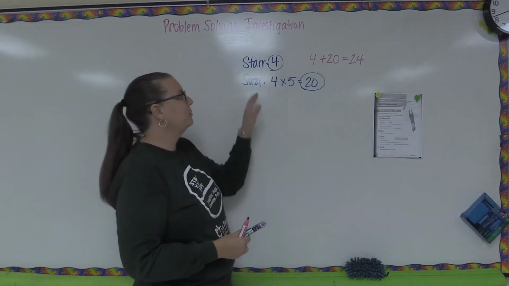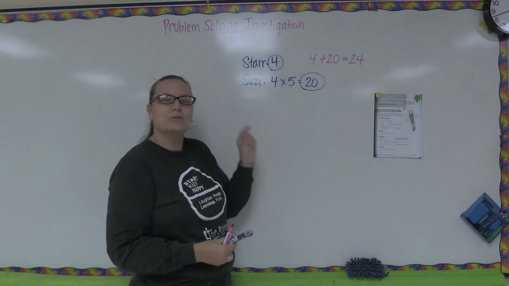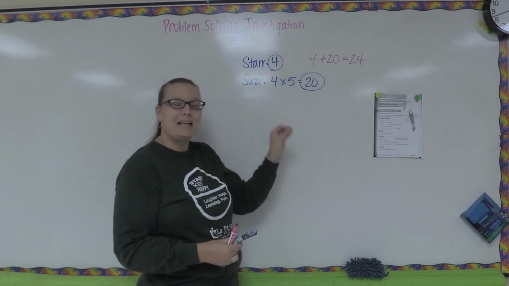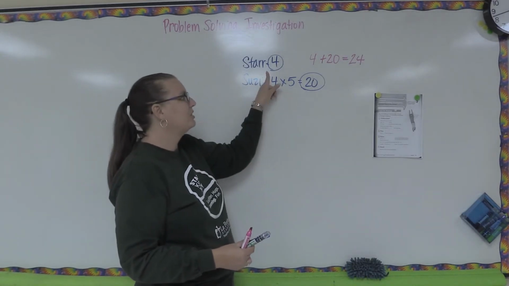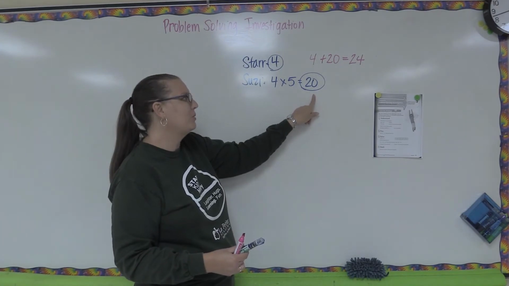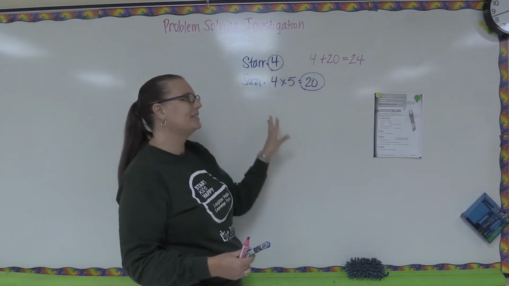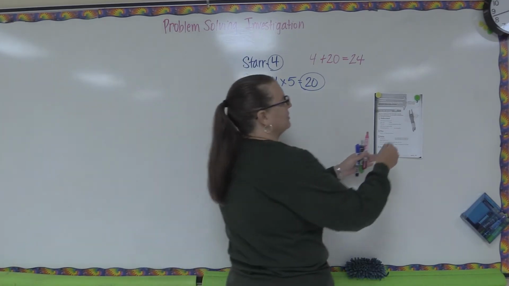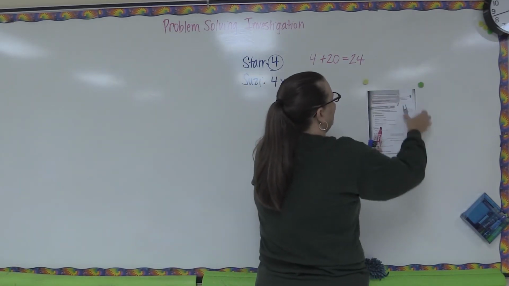Well, it does, because we know how many Star won because the problem told us. And then it said that Susie won 5 times as many as Star. So we started with Star's tickets, we multiplied that by 5, and we ended up with 20. And then to find out how many they had altogether, we added those 2 numbers. So that's definitely a reasonable answer. Let's go ahead and check on the back here.